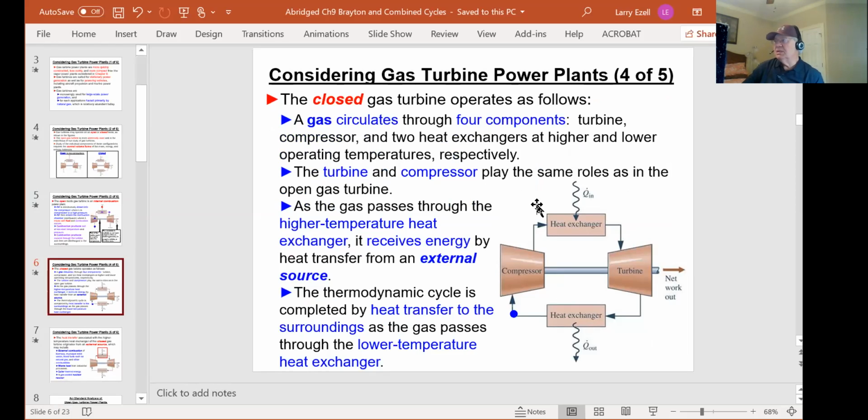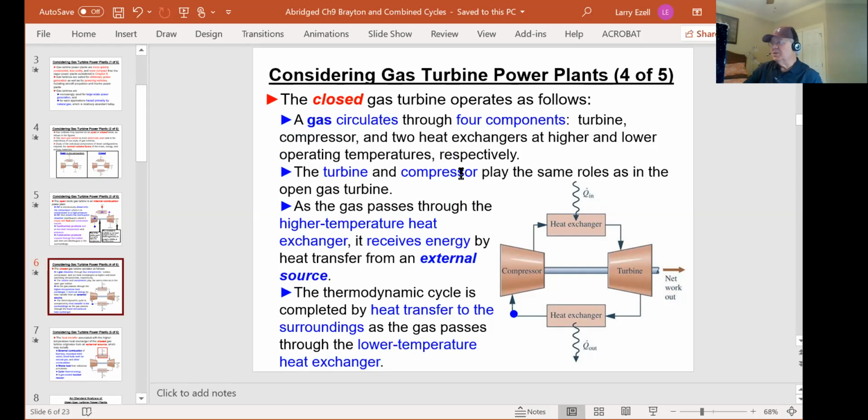Now we look at the closed system. It operates as follows. Gas circulates through the four components: compressor, heat exchanger, turbine, heat exchanger. This heat exchanger takes Q in. This heat exchanger rejects Q out. As gas circulates through four components, turbine, compressor, and two heat exchangers at higher and lower operating temperatures respectively.